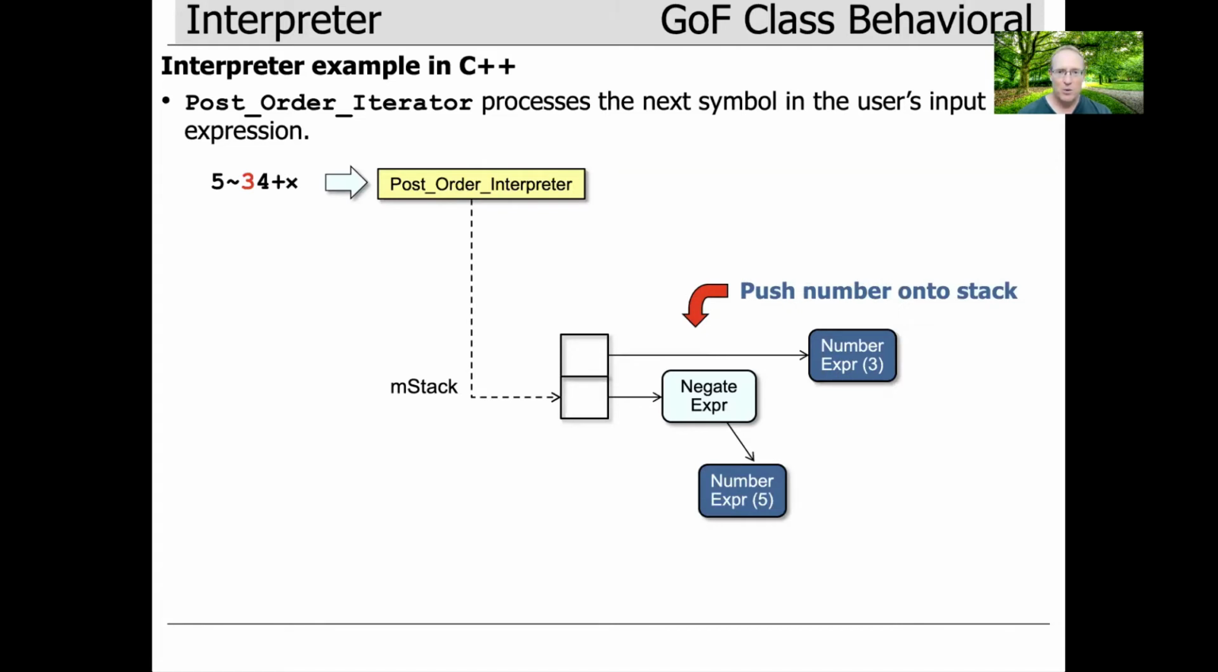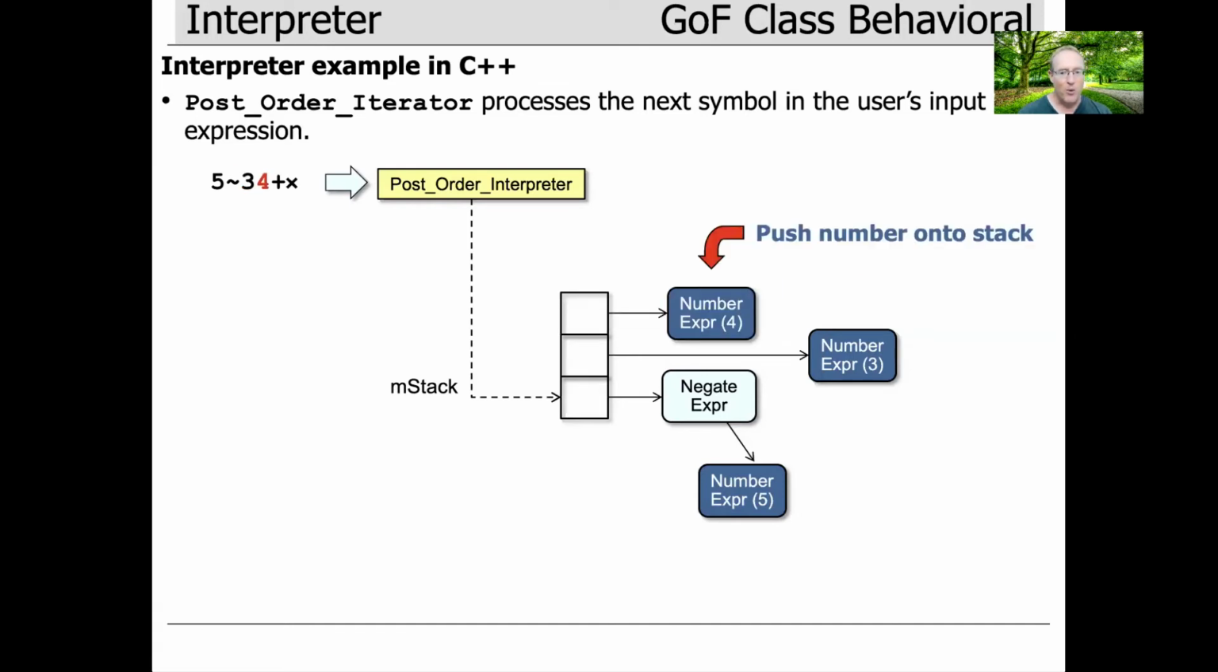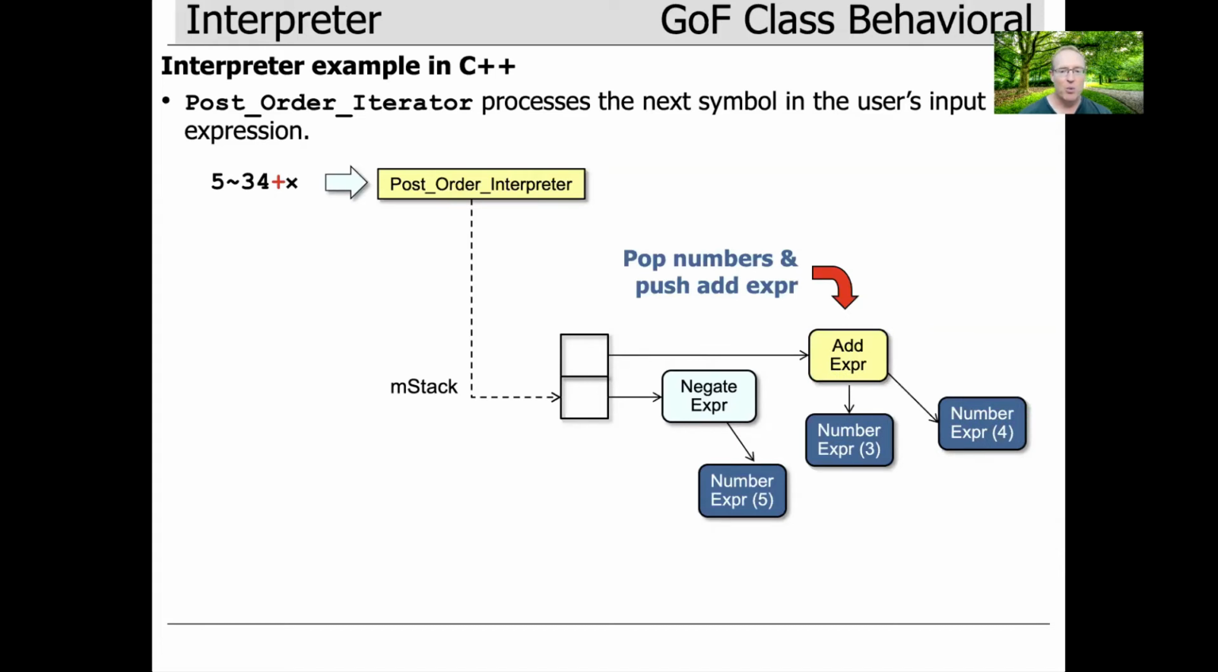The next value we'll see will be another number, so we'll end up creating a number expr that corresponds to the value 3, and that gets pushed onto the top of the stack. So you can now see the stack has 2 elements on it. Then we see the number 4. We make yet another number expr and push that on top of the stack. So now we have 3 elements in the stack. The next symbol we're going to see in our input will be a plus symbol, and that will cause the top 2 items to be popped off the stack, an add expr to be created, and then the add expr is connected to the number expr for 3 and the number expr for 4 and pushed back on the stack.